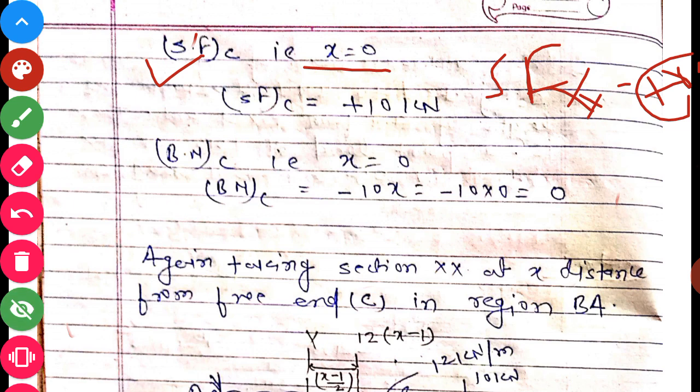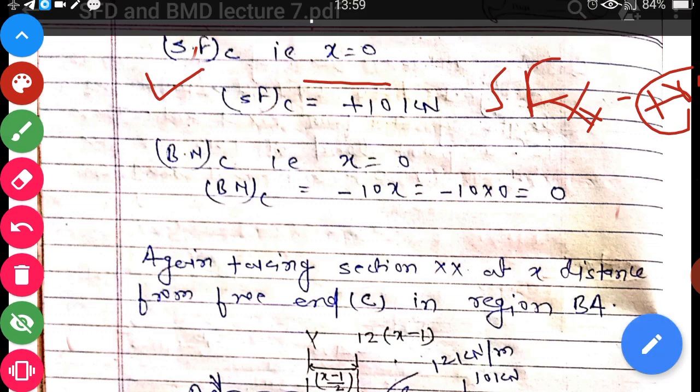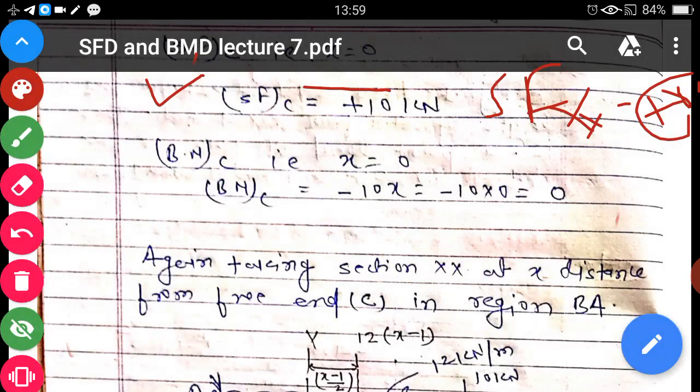That is the shear force at section C, where x is equal to 0. There is no value of x because its magnitude is only 10 kilonewton. If x equals 0, then the shear force is also 0 at that particular point. After that, the bending moment at C, that means x is equal to 0. What is your bending moment formula? Minus 10 into x.